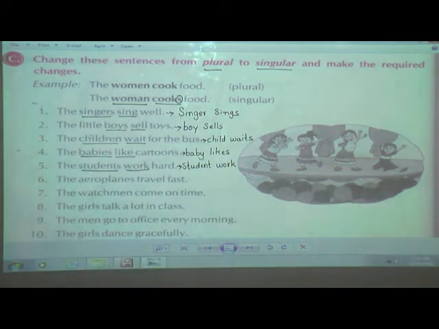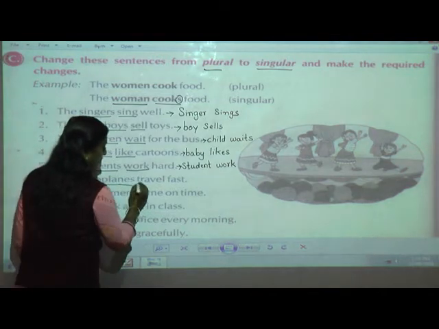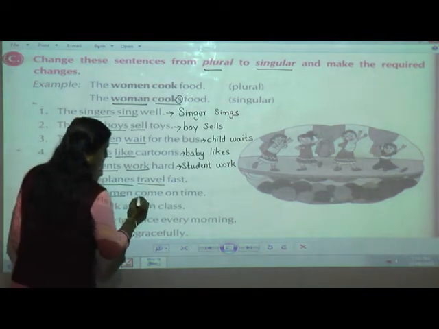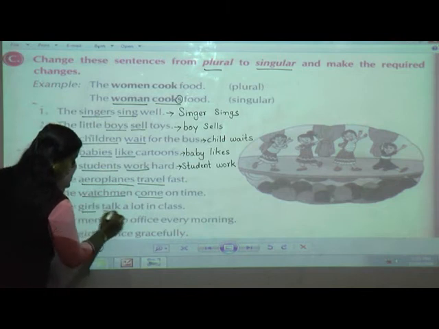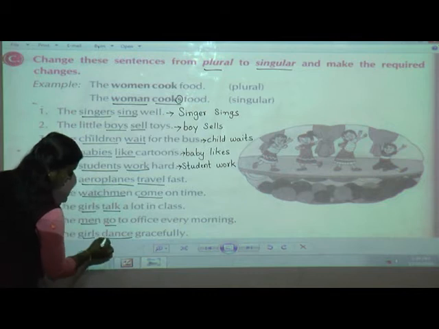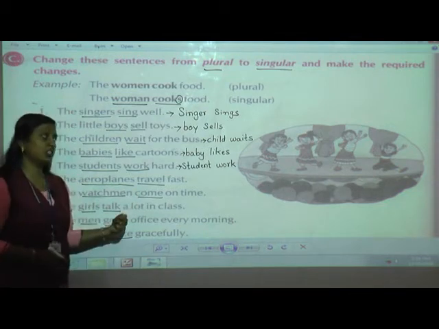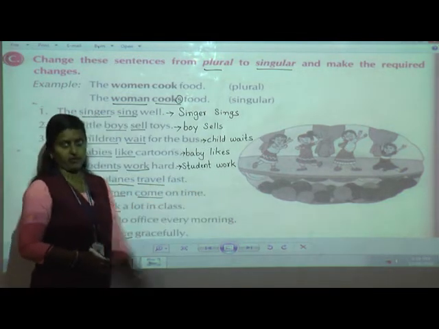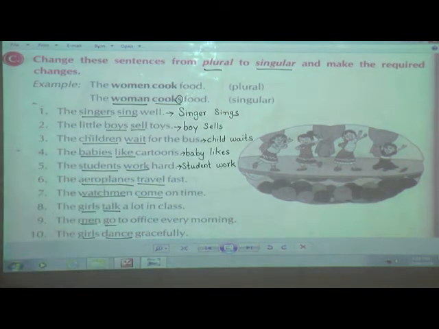Done? Okay, so for example I have solved. The remaining 6, 7, 8, 9, 10 you have to do. If you want, I will just underline the parts for which you have to make the changes. The one which I have underlined, only those changes you will make and write here itself. Okay? It is very easy. After this session, you can write within 5 minutes. Done? So we'll move on to exercise D. I hope that you have completed.